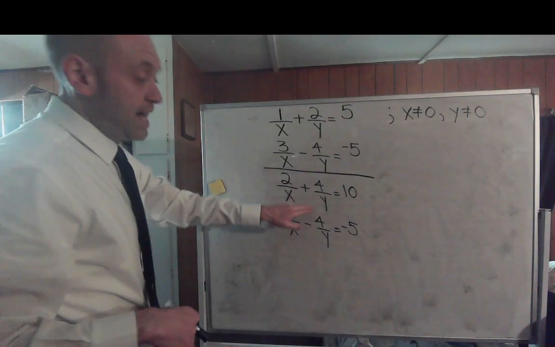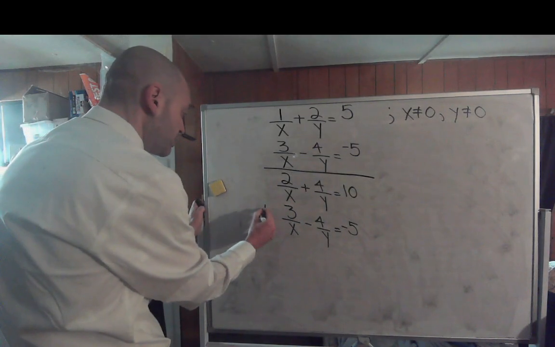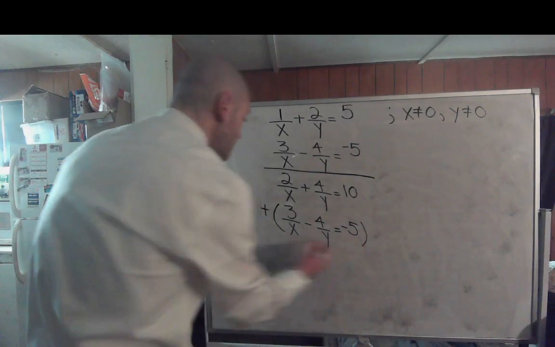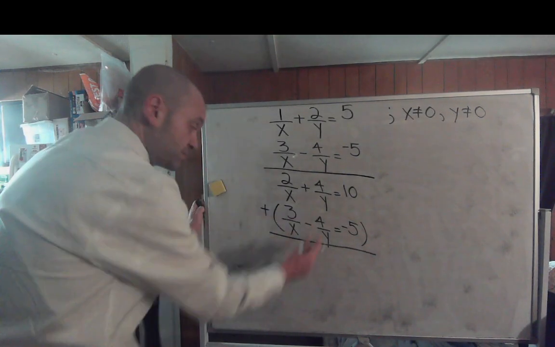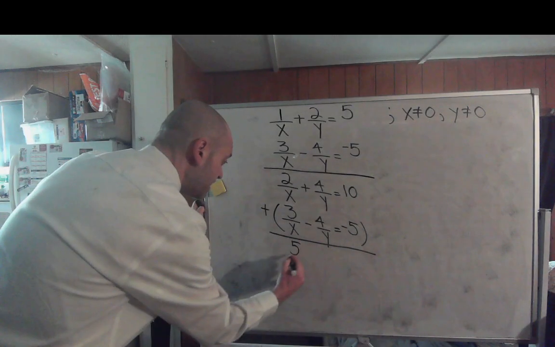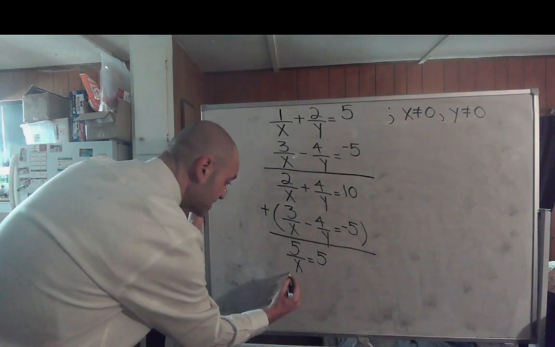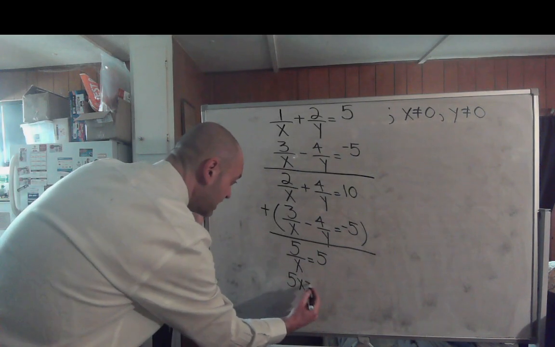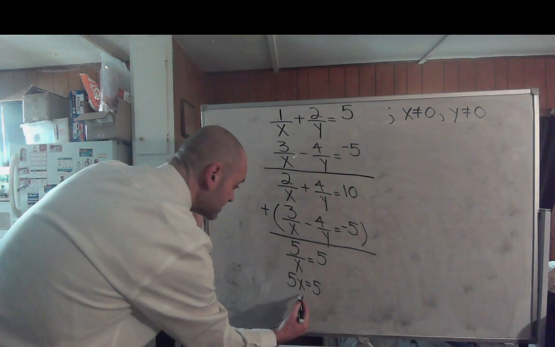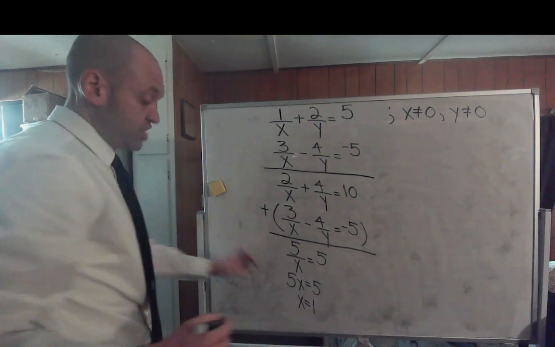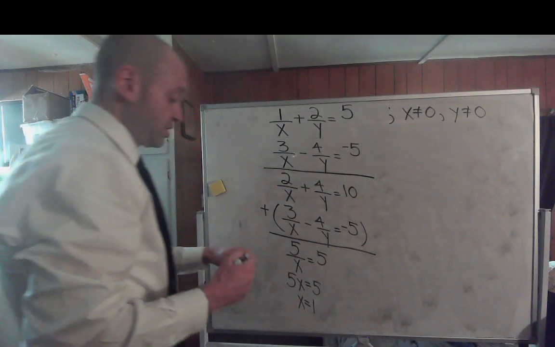But now we can add these two equations. What are you going to be left with? The y's will cancel. You'll be left with 5 over x equals 5, which means 5x equals 5, or x equals 1, which checks out because it's not equal to 0.